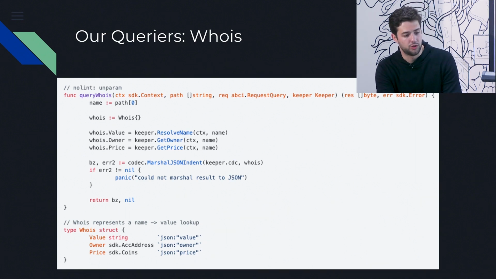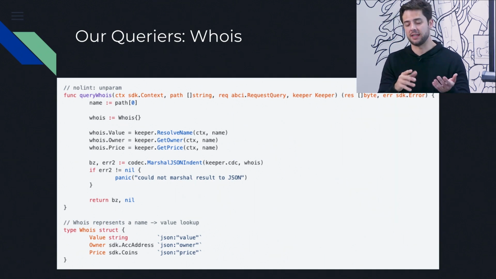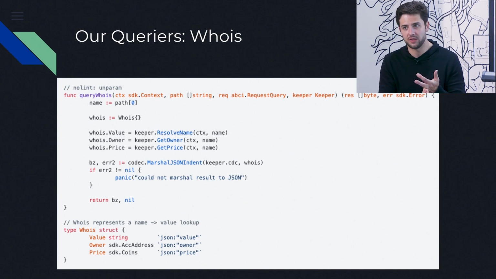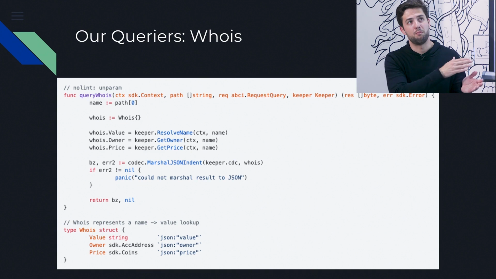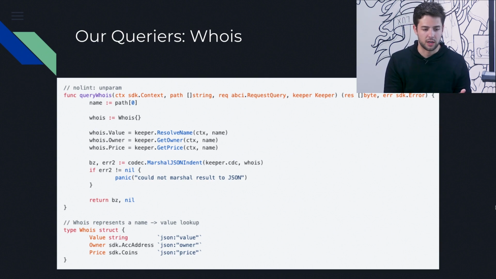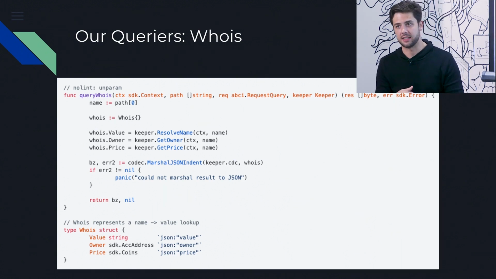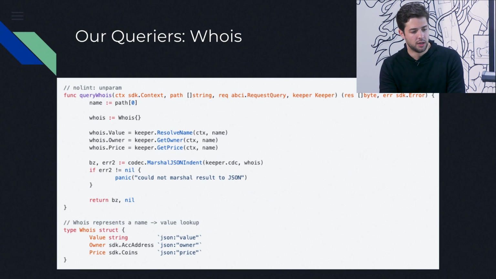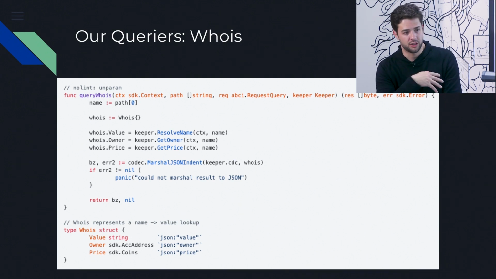Queriers will generally take the format of having the context as an argument, the path, which is just like that type and route in the message interface. Queriers have a similar thing. Base app will route them to the module first, and then the module will route them to the query handler. And that's done in the path. Then the ABCI request query is some additional data that would come along. You also need to pass in the keeper so that you have access to that underlying data. And it returns bytes and an error. You'll see in this code that we use the keeper to pull each of the different things for a given name. Then we've got a struct that we've defined down there, and we marshal it and return it.